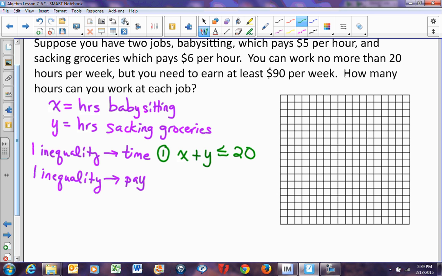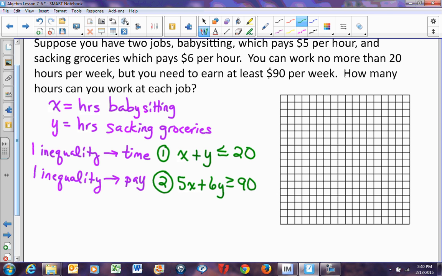Then I can do my second inequality based upon how much money I can earn. I earn $5 an hour babysitting, so 5x. I earn $6 an hour sacking groceries, 6y. And I must earn at least $90 per week, which means greater than or equal to 90. So there's my two inequalities, very simply put.